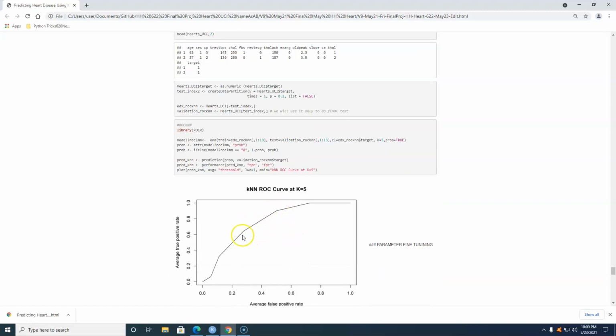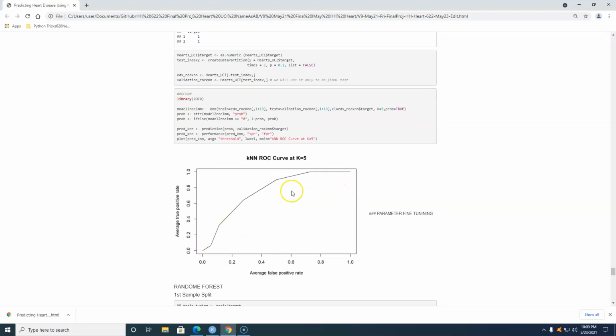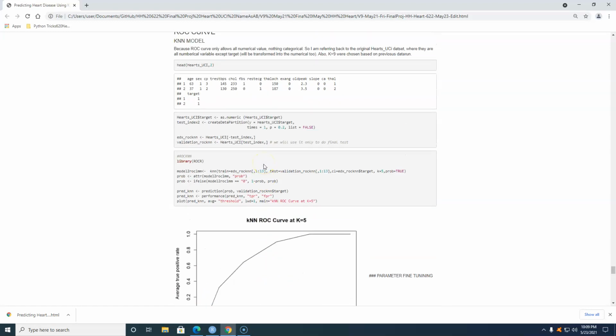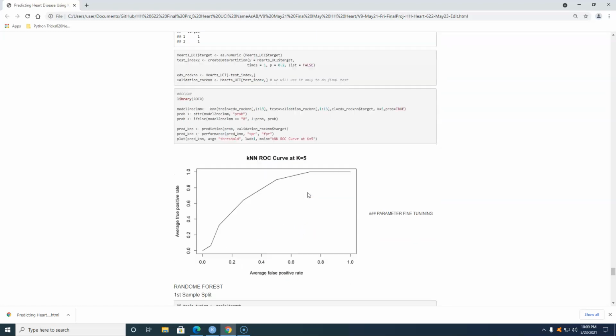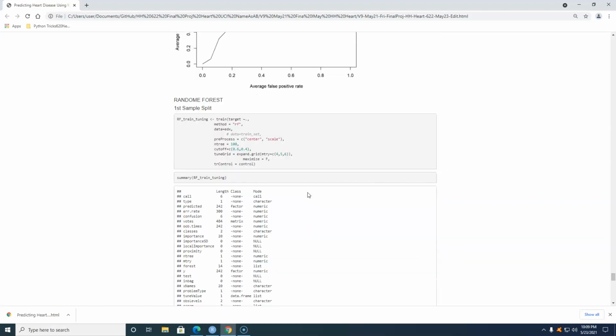The ROC curve looks pretty smooth, and the area under the curve is around 80%, which confirms the list of the results.